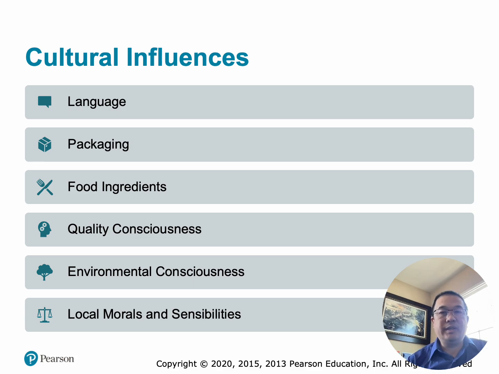Number 3, food ingredients. Food preferences vary greatly across cultures. Some examples are here. In India, many customers avoid beef. In Middle Eastern countries, halal requirements are expected. In Israel, kosher requirements are needed. In Mexico, there is a preference for local spices and flavors.